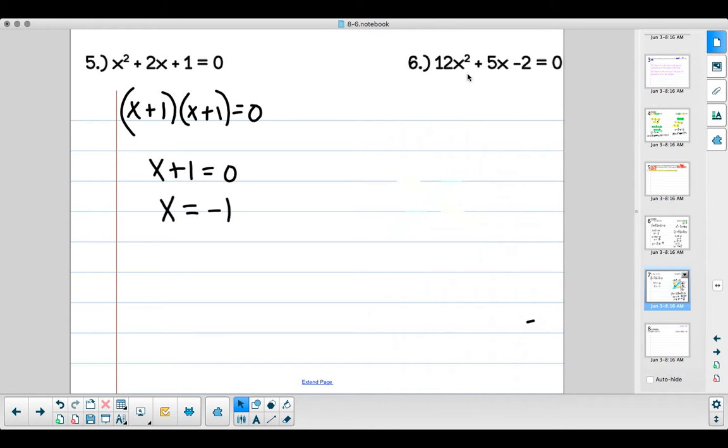For number 6, we should use the magic factor box. If you can factor something out first, a GCF, do that. But in this case, there is no GCF. Remember, when we set up the magic factor box, the ax squared and the c term go on the top, and then the 5x, in this case the bx term, goes on the bottom right. And we're looking to factor down first.